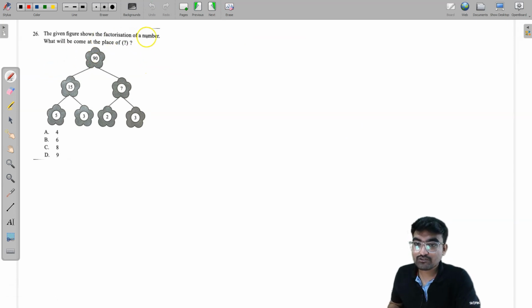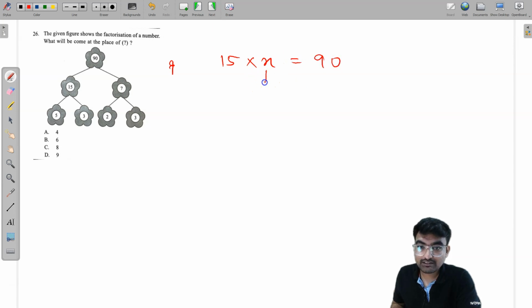The given figure shows factorization of a number. What will come at the place of the question mark? Now 90's one factor is 15. If one factor is 15, then obviously the other will be, what will it be? 15 into what will give us 90? It is 6. Correct. Also, what number will have factors as 2 and 3? Right. So that is 6.